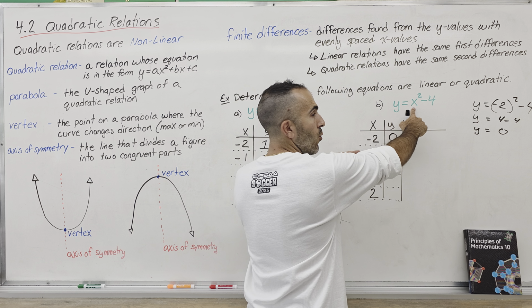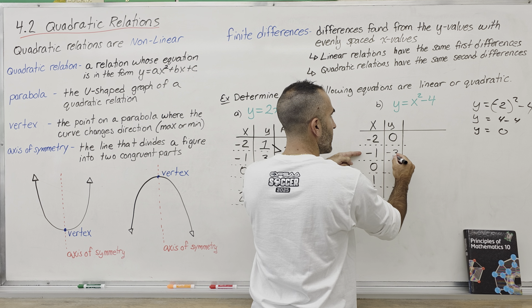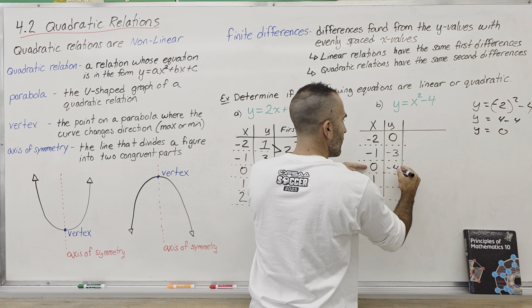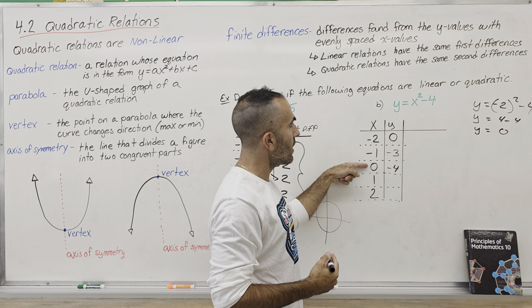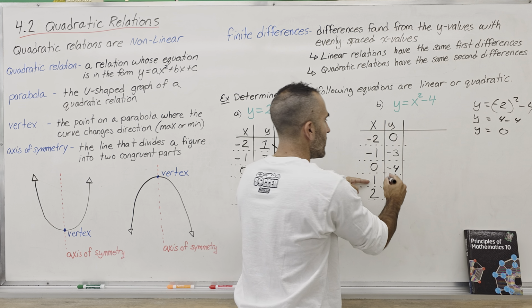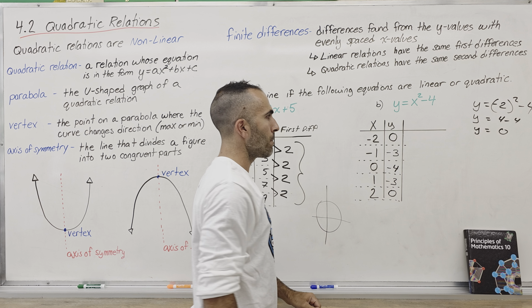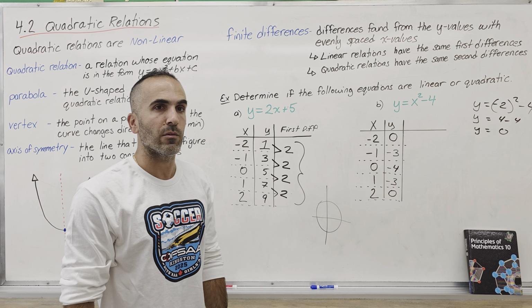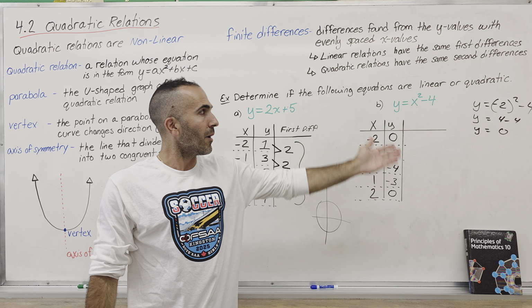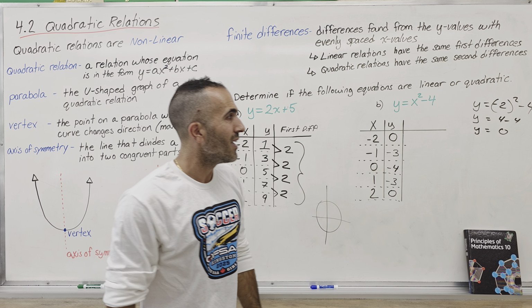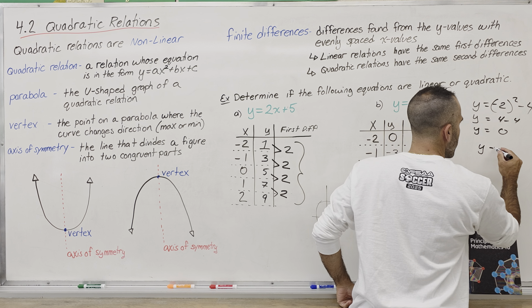Plug in a -1, I get 1 minus 4, -3. Plug in a 0, I'm left with -4 because the x disappears. That's an easy one. Plug in a 1, 1 squared is 1. That's -3. 2 squared is 4. This is back to 0. Okay, so I've created this table of values, just doing the math quickly in my head because that's an easy equation. It gets pretty annoying when you have something like this.